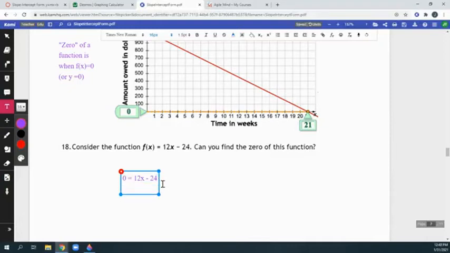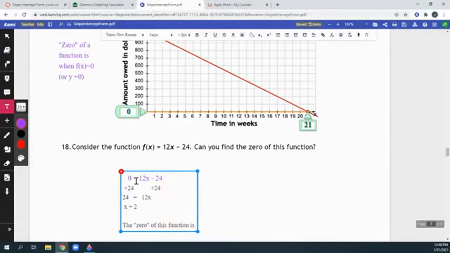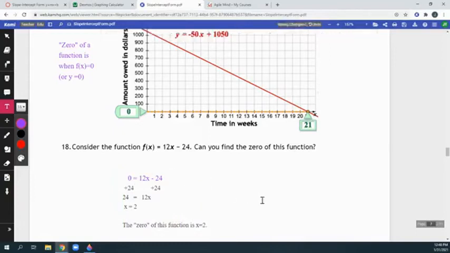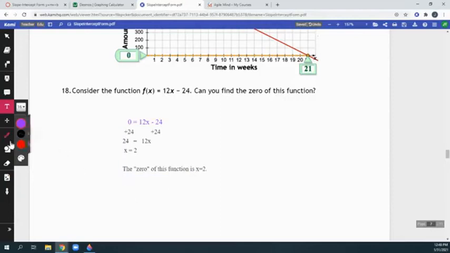So what am I going to do to both sides of this equation? We're going to practice this both sides of the equation stuff a lot in the next couple chapters. So I'm just going to remind you, we have to add 24. We end up with 24 equals 12x. If I divide both sides by 12, what do I multiply by 12 to get 24? X equals 2.